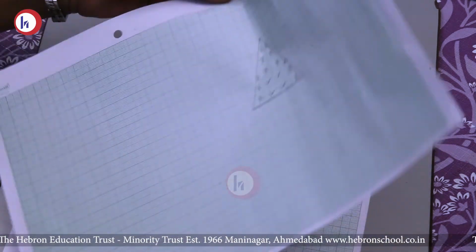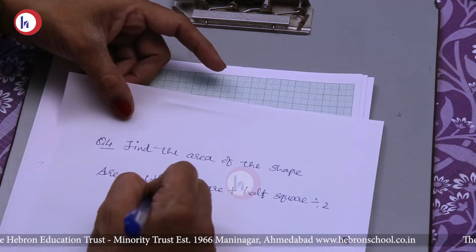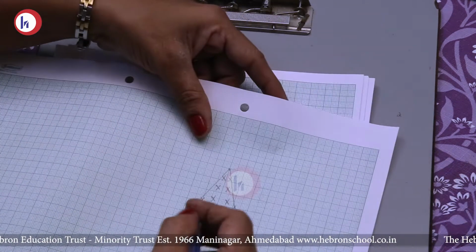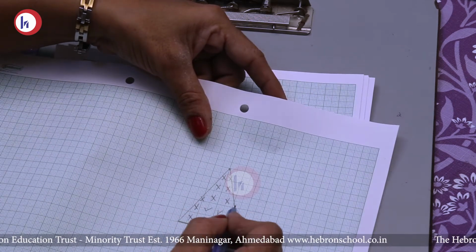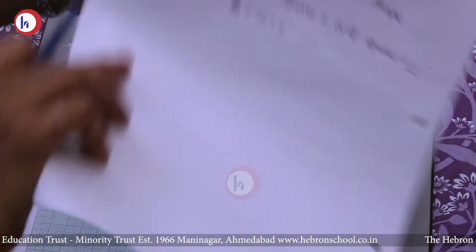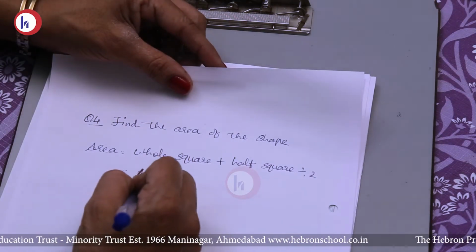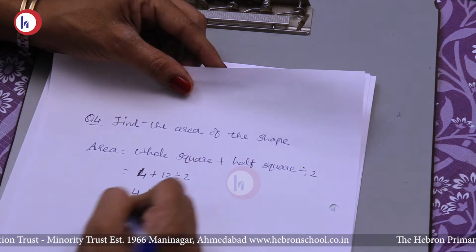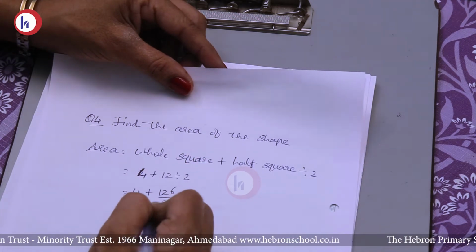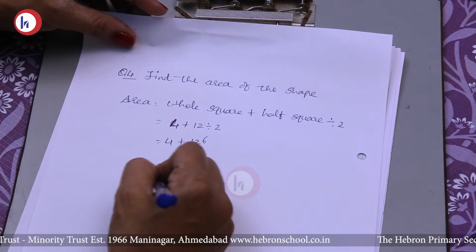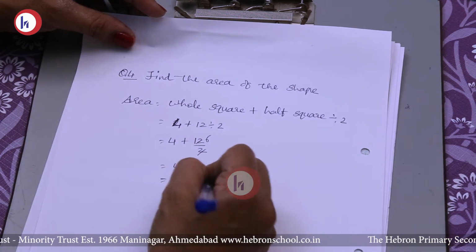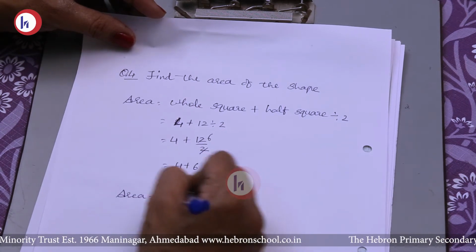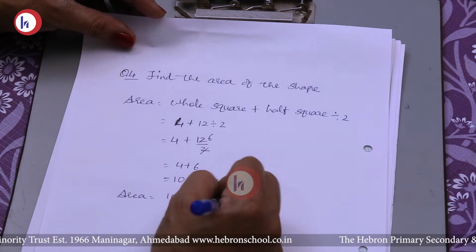Yes, full squares 4, 4, 4. Here it is 4, 4. And half squares: 1, 2, 3, 4, 5, 6, 7, 8, 9, 10, 11, 12. Okay. 4 plus 12 divided by 2. 2 sixes are 12. 4 plus 6 is equal to 10 square centimeter. Area is equal to 10 square centimeter.